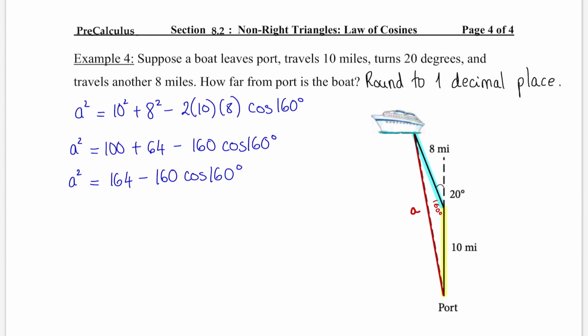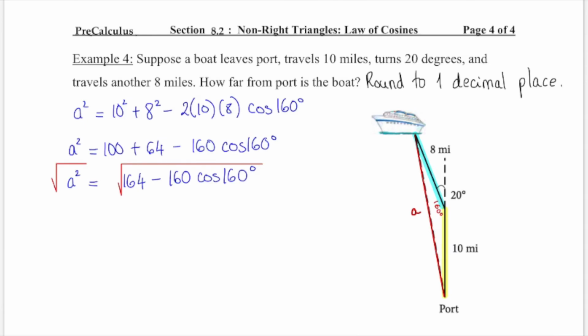And to find A, I'll take the square root on both sides. When you're taking the square root on both sides of an equation, there's supposed to be a plus or minus answer. However, we're looking for the distance from the boat to the port. The distance will never be negative. So in this case, I will only take the positive answer. And I will put this whole entire square root into my calculator to find A.